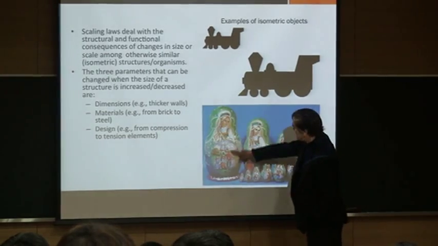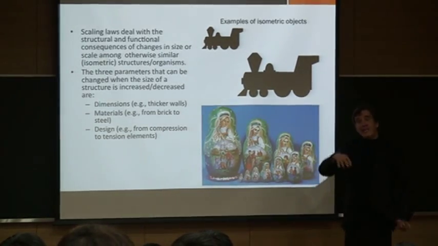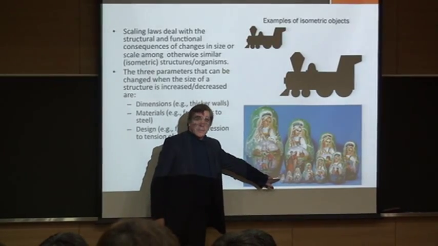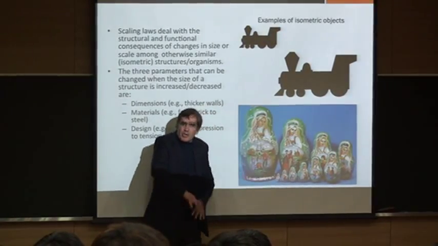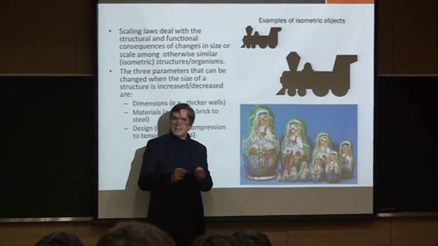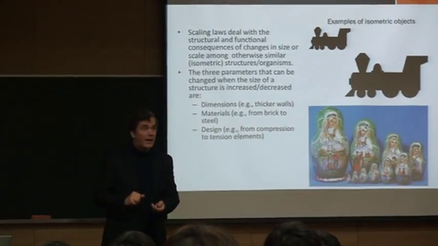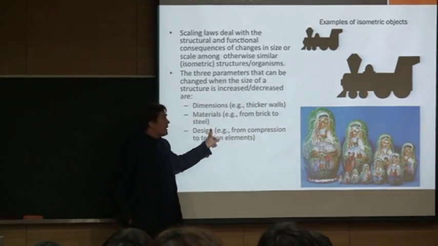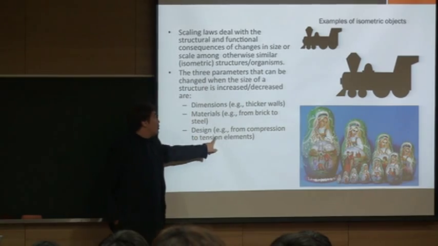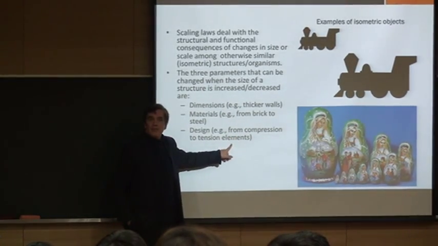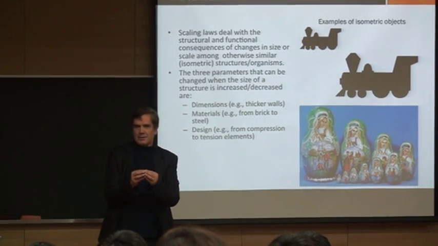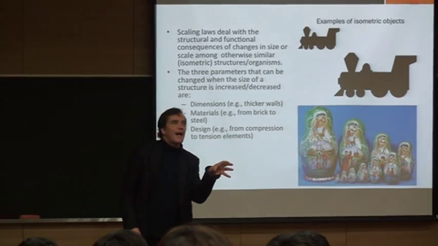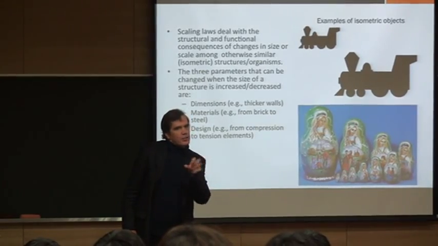Now, when I go from this nesting doll to this one, there's basically three things I can play with. Of course, I can change, for example, the thickness of the wall. For example, let's say this one doesn't break, but this one becomes too floppy. So I make the wall a little bit thicker, so it can be stronger and doesn't fall apart. I could change the materials. I could go from brick to steel. And finally, I could also change the design. I could go, for example, from compression to tension elements. Let's say big bridge versus small bridge, I could change the structural design. So those are the three parameters we can choose to adapt what happens when I scale something up or down.